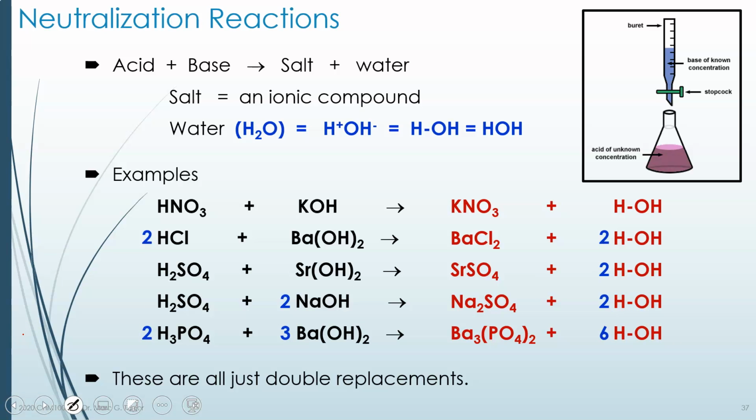And again, these are all double replacements because in each case, the cations, which are the positive charges in the bases, and the protons in the acids, switch places, and the anions switch places. The anions would be the hydroxide in the bases, and whatever is left in the acids. So in the case of nitric acid, it's nitrate, chloride in hydrochloric acid, sulfate in sulfuric acid, and phosphate in phosphoric acid. And that is how you determine your products.